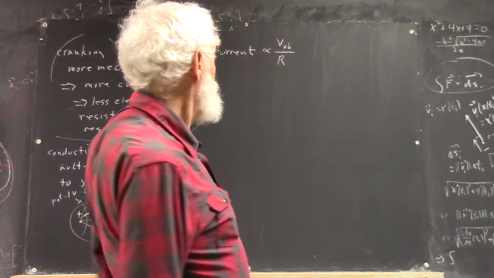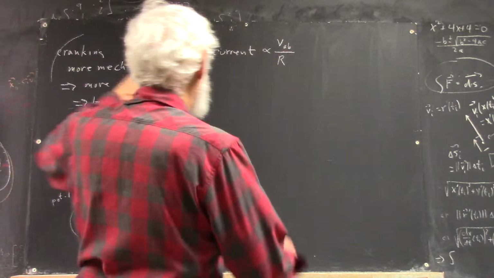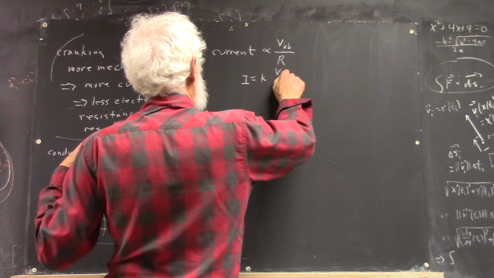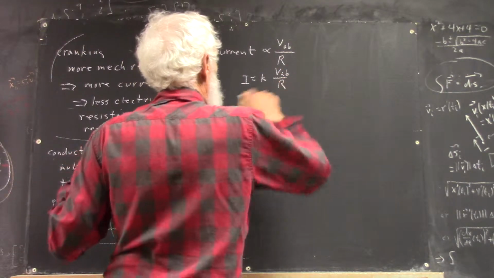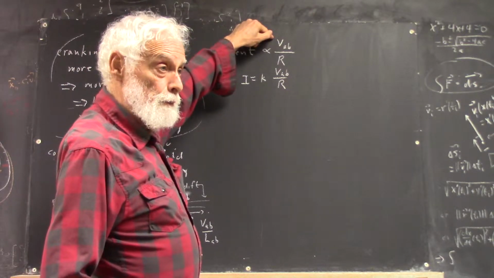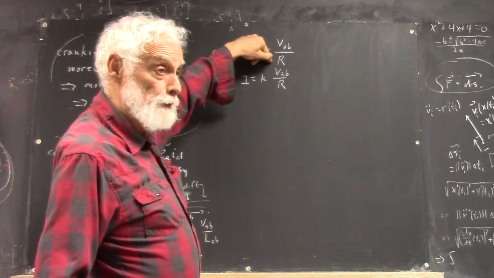Well, now we just declare that the proportionality constant is 1. Of course, this means that current equals K times VAB over R. Directly proportional to potential difference, inversely proportional to resistance, right?